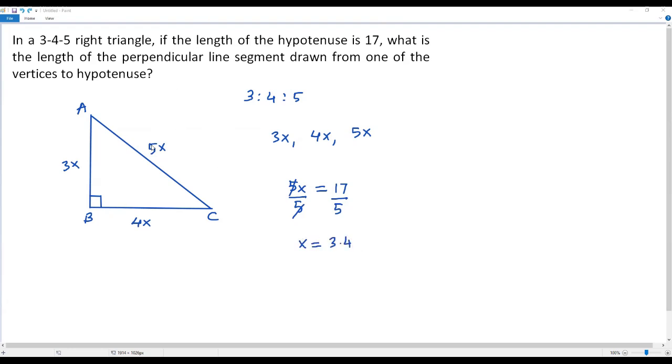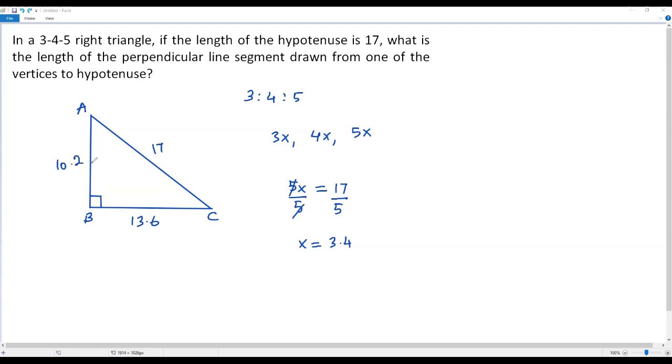Okay, now we can erase this 5x, because we know the length of this hypotenuse AC, that is 17. Now to get the length of this side BC, I have to plug in x equals 3.4 into this 4x. When I plug in x equals 3.4, I have to multiply 4 and 3.4. When I multiply them, I am getting 13.6. Now to get the length of this side AB, I have to plug in 3.4 for this x over here. So 3 times 3.4 will be, let me write over here, 10.2.